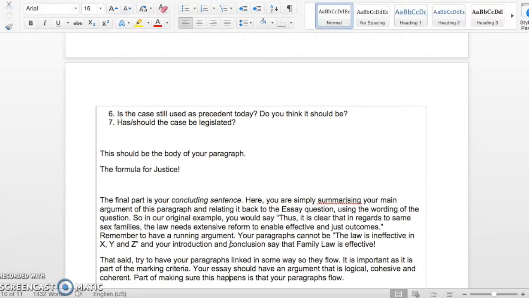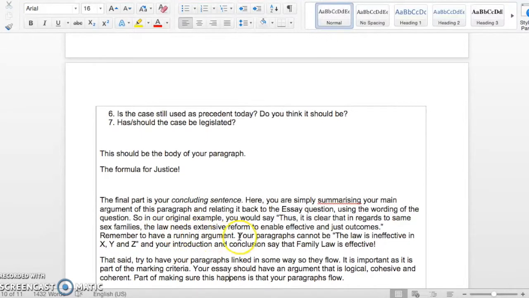Here you are simply summarizing your main argument of this paragraph and relating it to the essay question, using the wording of the question when possible. So in your original example, you would say, thus it is clear that in regards to same-sex families, the law needs extensive reform to enable effective and just outcomes. That was just one example of an element that you may use for family. Of course, it depends on the question, but I just wanted to show that you're going to be specific regarding your concluding sentence. So it's not just rewording the question. You are going to be specific about what the paragraph was about. That's why I use that.